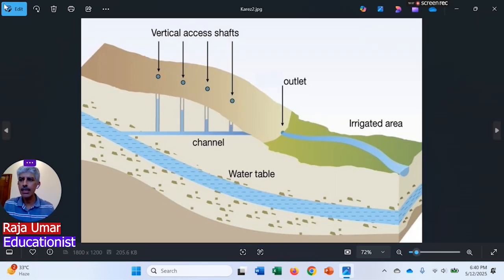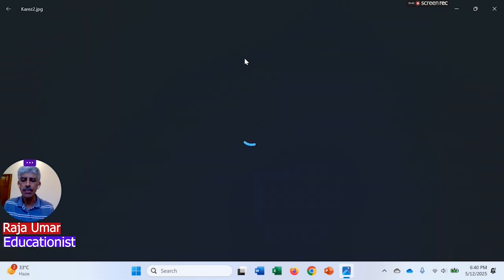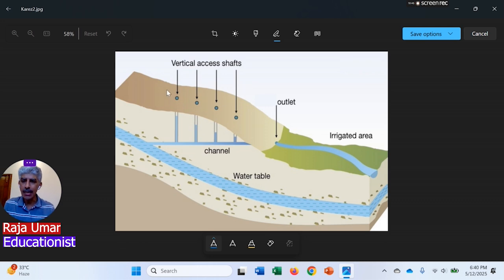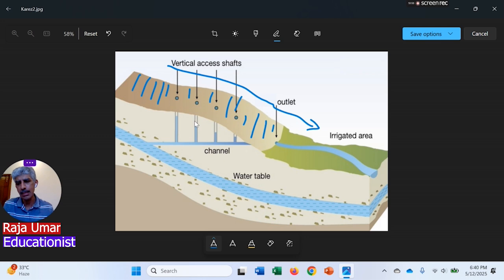Here we have the diagram of the Karez system. In this diagram you can see the earth's surface, which is a hillside, sloping land, and here is the water table underneath. You can see that this horizontal tunnel is dug out to take water from the main aquifer.